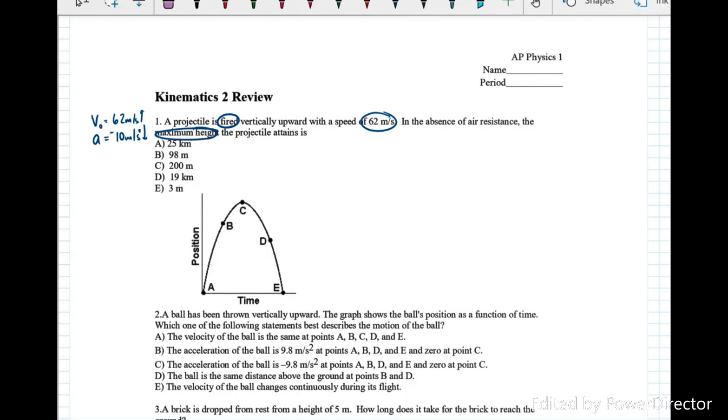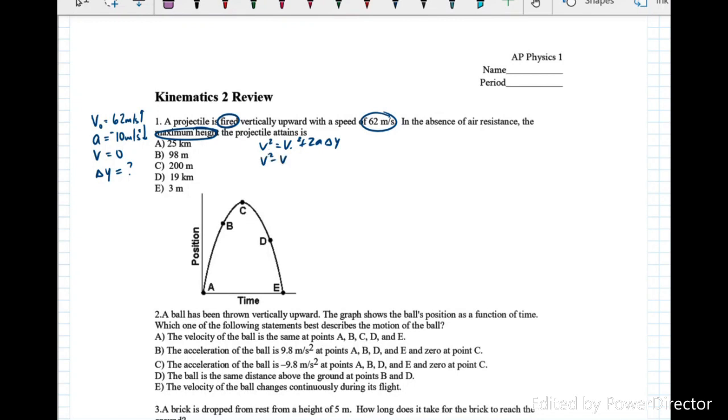It's asking about the maximum height. So for the maximum height, it's a special place. I know that for something in the y direction or projected vertically upward, when we're talking about maximum height, that final velocity is 0. And we want to know what that maximum height is, so we're after the delta y. So we need to find an equation that has the initial velocity, the acceleration, the final velocity, and the delta y in it. That's this second equation, v squared equals v0 squared plus 2a delta y.